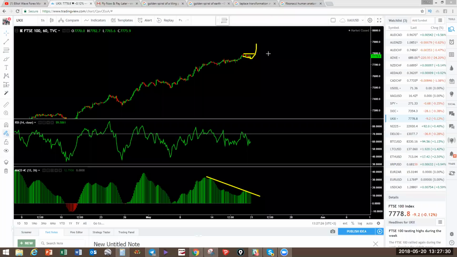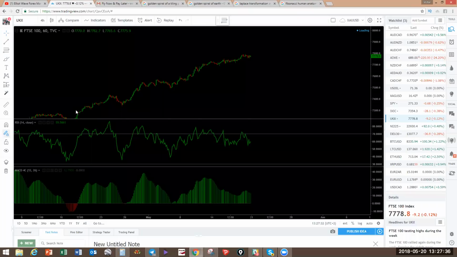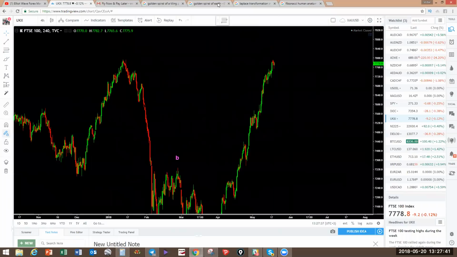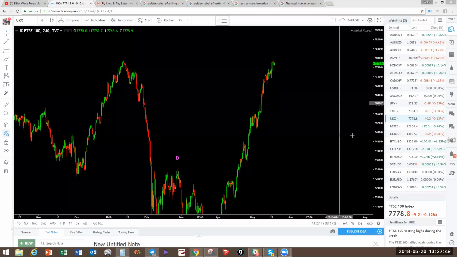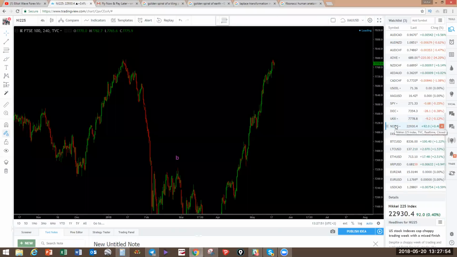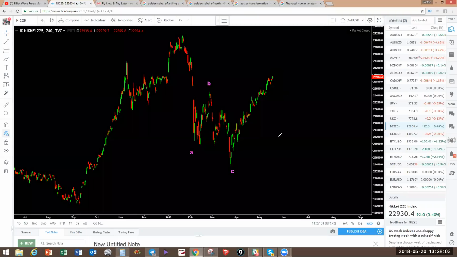If I just show the higher time frame structure, we've got this one almost coming back to the previous top here at this level. So this one can just do that before it comes down. And then the Nikkei, did we look at the Nikkei? Similar structure as the UK 100. One more up before we get reversal. We've got an A, B, C with a V pattern here. So we got all of this move.